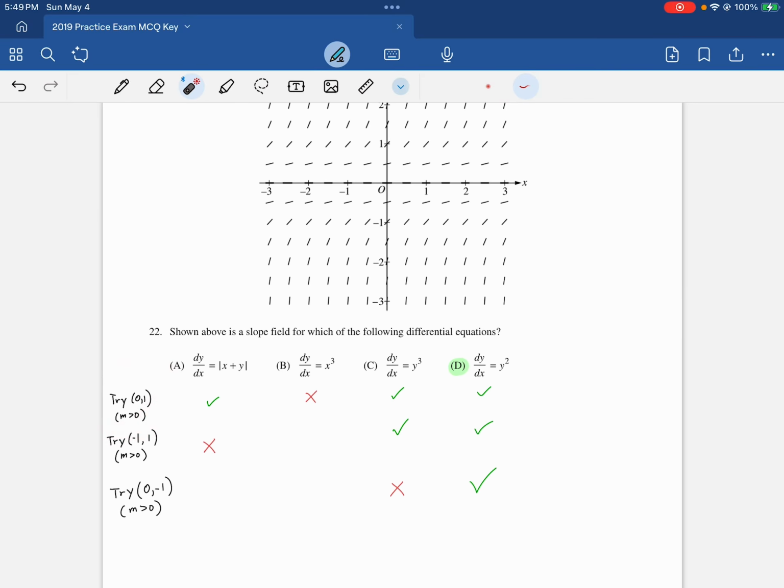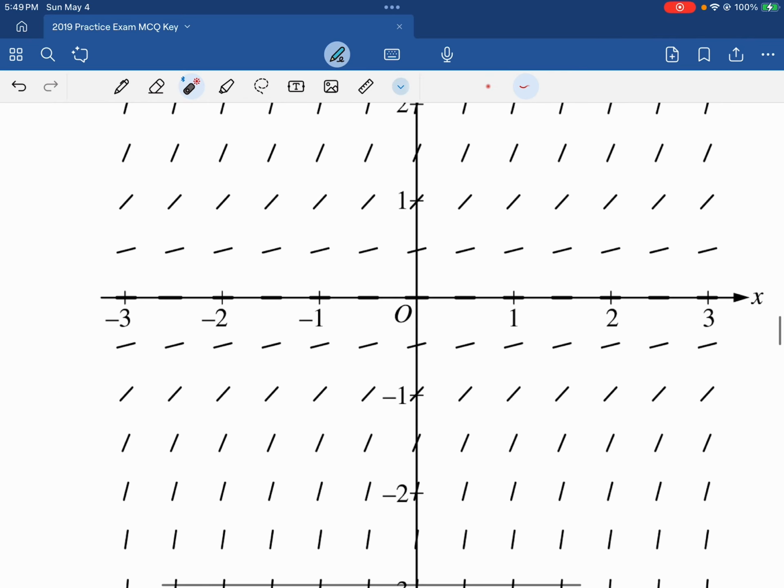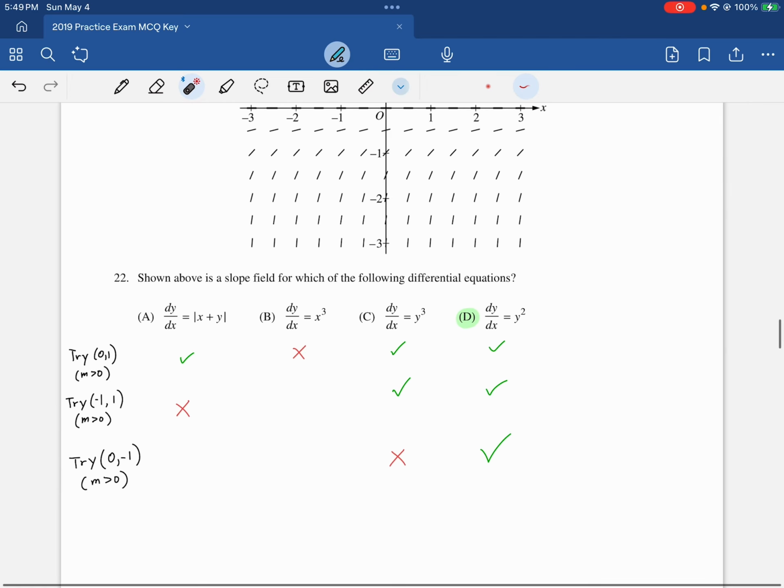I tried the coordinate 0, 1. So 0, 1 is right here. And I would say that the slope is positive. It almost looks like a slope of 1. So if I can get 1, that's great. I'm really just looking for something positive. And right away, if I plug in 0, 1 to the first, I get something positive. Into C and D, I get something positive. But if I take 0 and raise it to the third, I get a horizontal slope, or a slope of 0. So right away, B is out of the race.